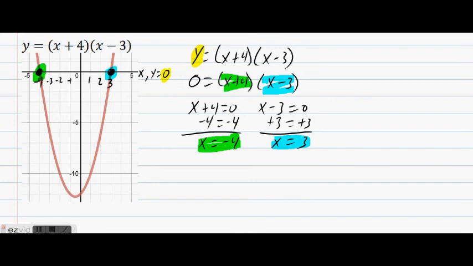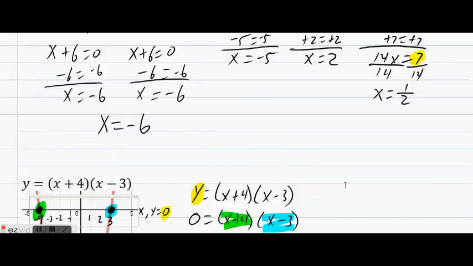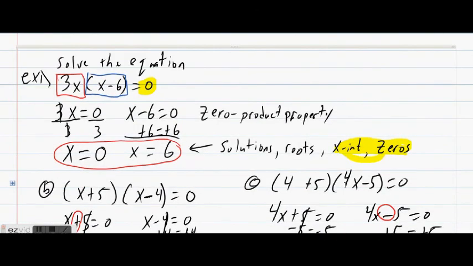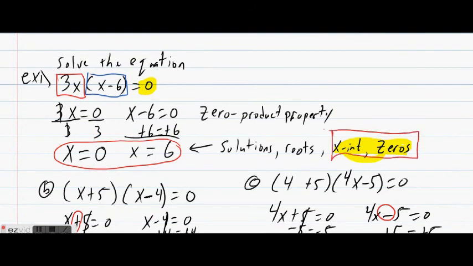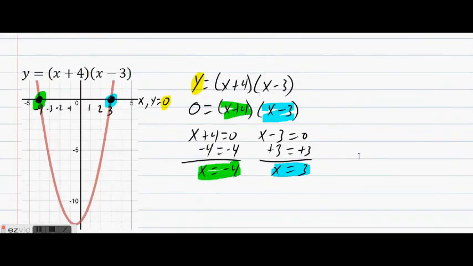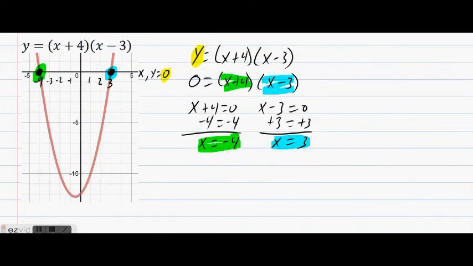Alright? That's the reason why we solve looking for roots. Remember way back up here I said that we also call these things the x-intercept and the zeros. So why is it called the x-intercept? Well, these are x-intercepts because in this graph it's where it crosses the x-axis. Why is it called zeros? Well, because y is equal to 0. That's the reason why they're called zeros.